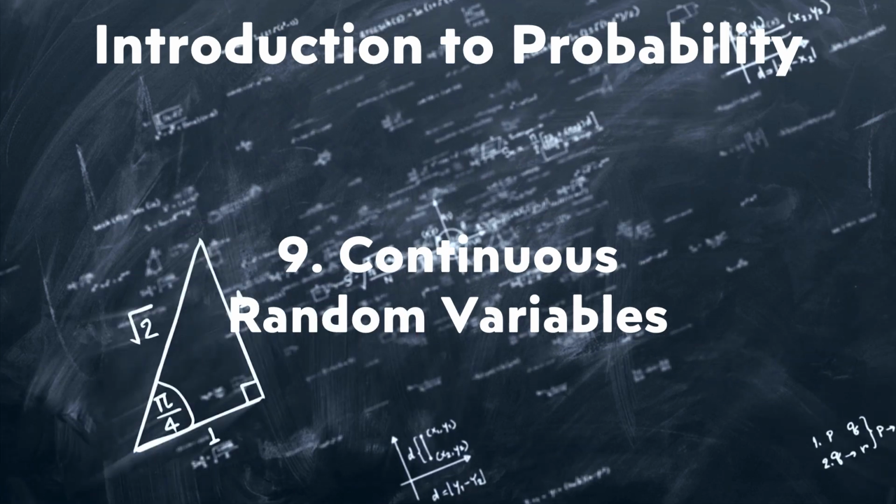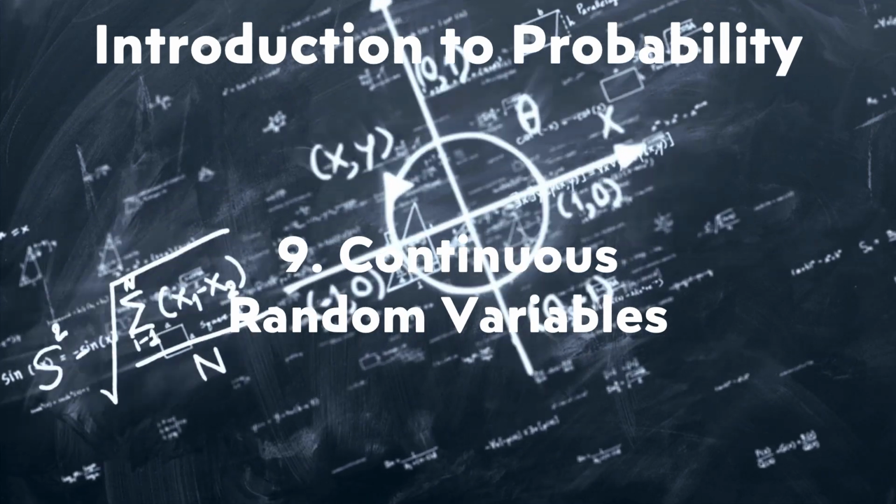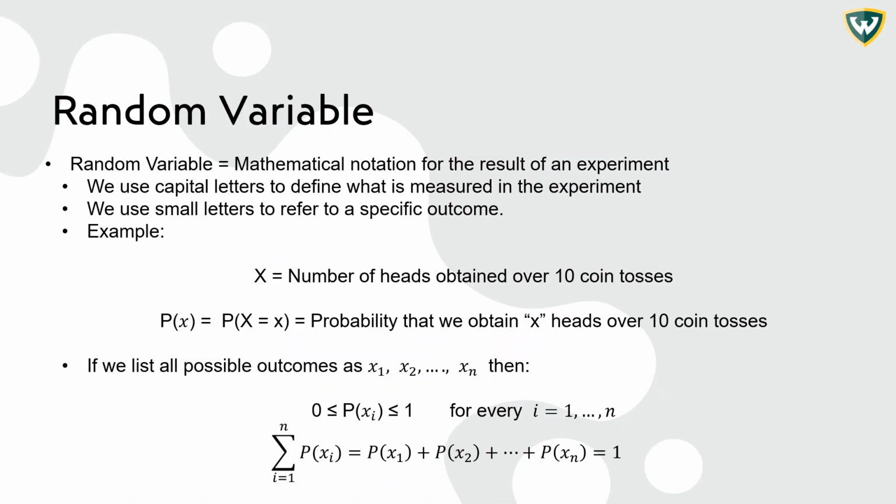Let's jump right into the topic of continuous random variables. A random variable is a mathematical concept that represents the outcomes of an experiment or a random process. It's used to quantify the result of some uncertainty in an experiment. In simpler terms, a random variable takes numerical values based on the outcome of a random experiment.